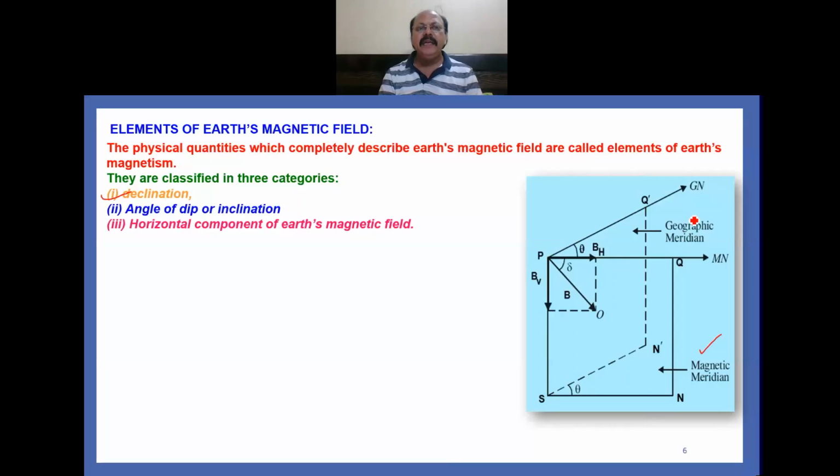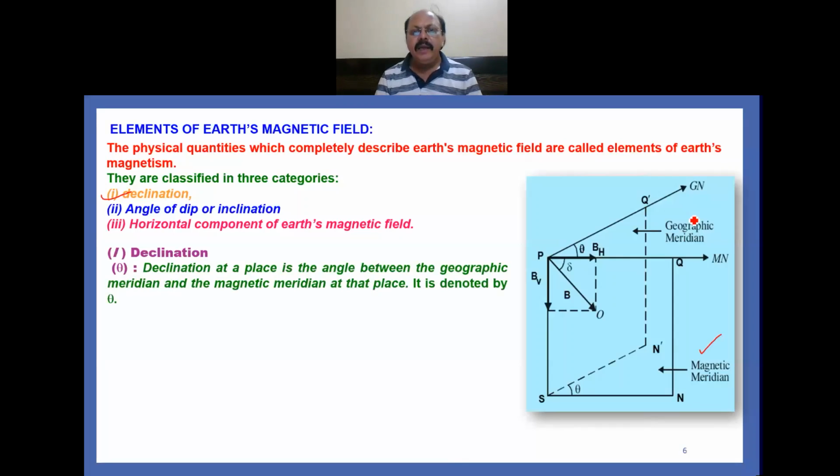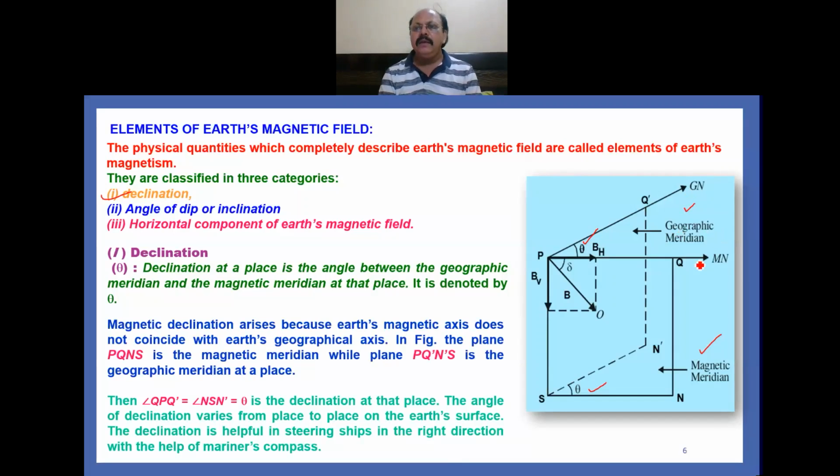So what is basically the declination? Declination at a place can be defined as the angle between the geographic meridian and the magnetic meridian. That is the angle theta. This is known as magnetic declination. So angle QPQ' or NS and S, you can see here, is equal to theta. This is the declination at that place.